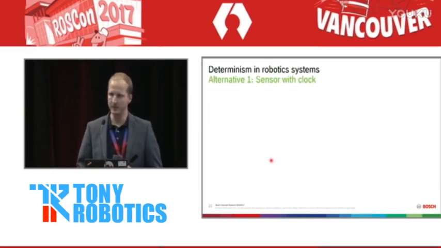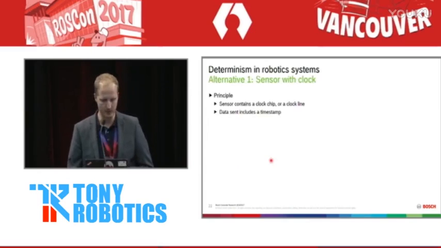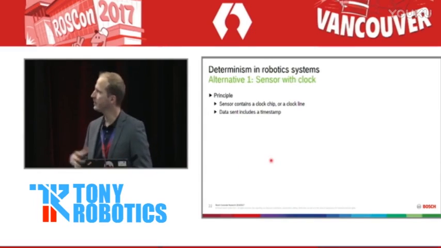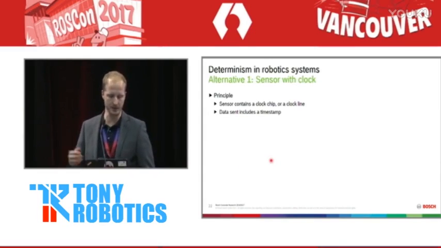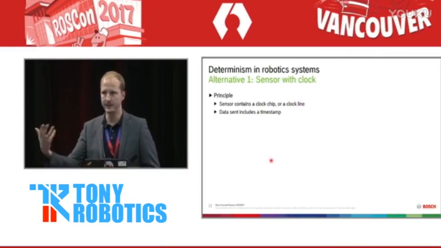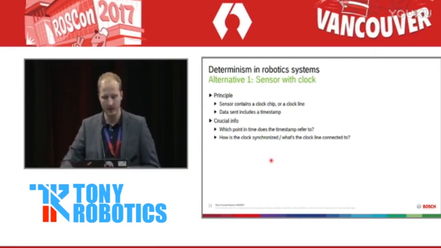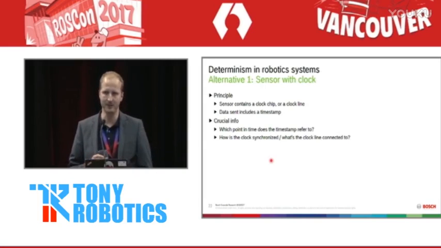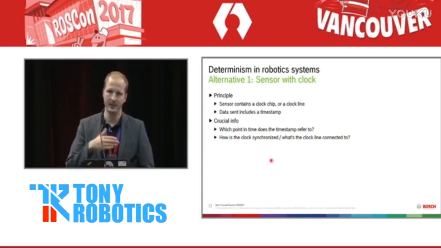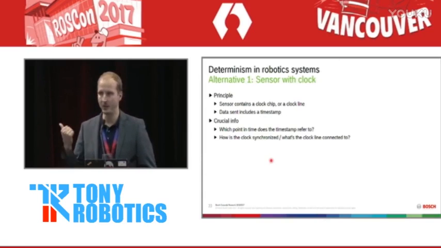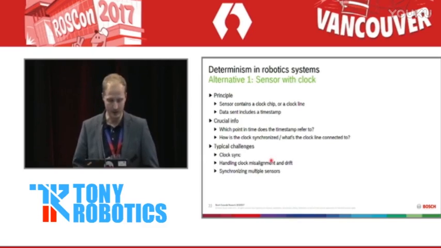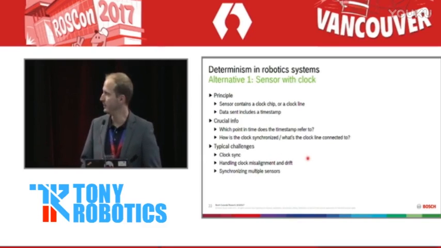Well, there are multiple approaches to remedy that. One is a sensor with a clock. Either the sensor has a clock or you can attach it to a clock line. Then the sensor data includes a timestamp. If you do that, then you know which point in time the timestamp refers to: end of processing, beginning of processing, middle, something like that. And how is the clock synchronized? And then there's clock sync, clock misalignment handling, and drift.